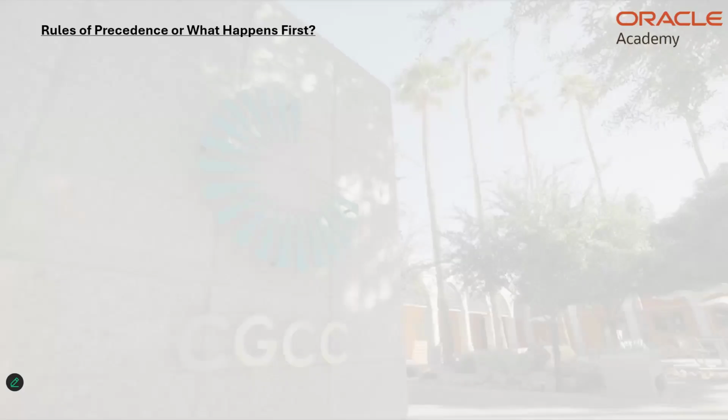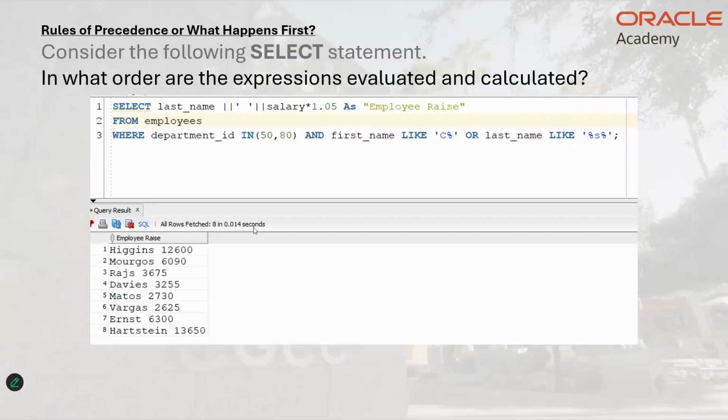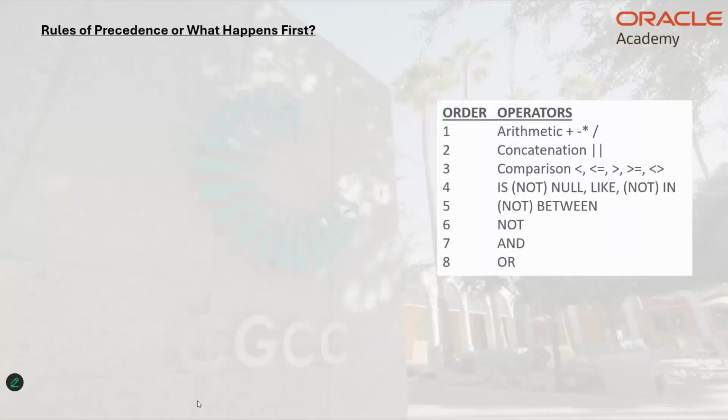All right. So with the rules of precedence, this is how they occur. And we're basically dealing with the SELECT statement. So the order that they occur, and I'm throwing out an example query here with IN and OR, like all of these crazy things. So luckily when things get complicated, there are basic rules.